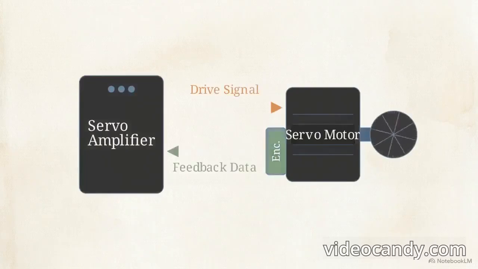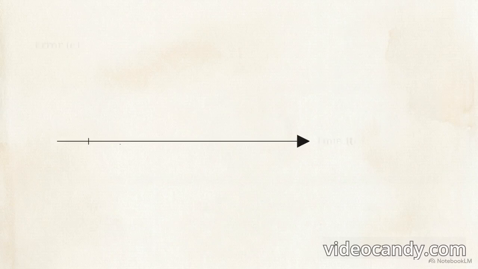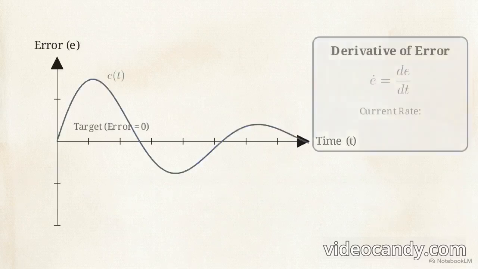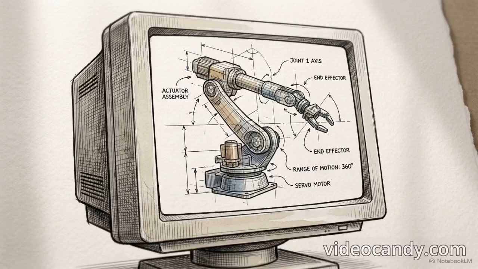A built-in encoder measures the physical state of the motor shaft and sends this data back to the amplifier for processing. As shown in this block diagram, the system calculates the error, or E. This represents the numerical difference between the target command value and the current physical position. The system also tracks the derivative of error, or E dot. This value indicates the rate at which the error is changing, allowing the controller to respond to the speed of the deviation. This closed-loop structure is the basis for automated precision.